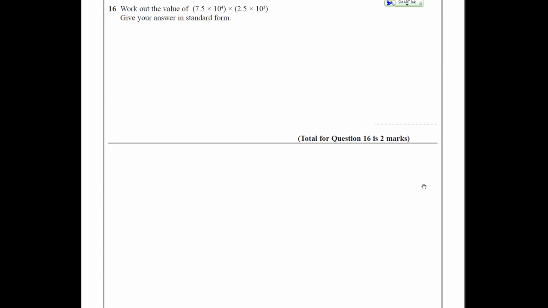7.5 times 10 to the power of 4. You can use the little X with a box button on your calculator to get to the power of 4. Times by 2.5 times 10 to the power of 3, equals. So on your calculator it gives 1875, 1, 2, 3, 4, 5 zeros. Now, I'm pretty sure there's a way on your calculator to get this done, but just in case you've got different things, let me show you how to now change this into standard form.